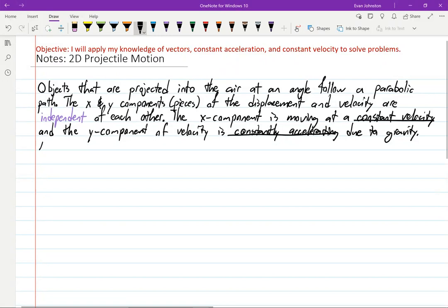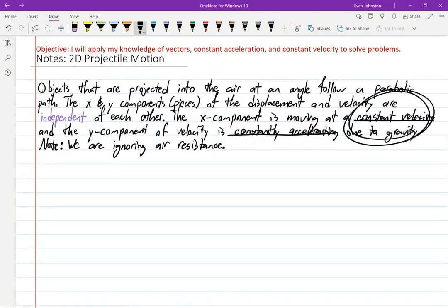So I want to make a little note here. Note, we are ignoring air resistance. The question says, how would air resistance affect this differently? Well, this constant velocity in the x direction would change. It would end up being a small constant acceleration. It would be slowing down.